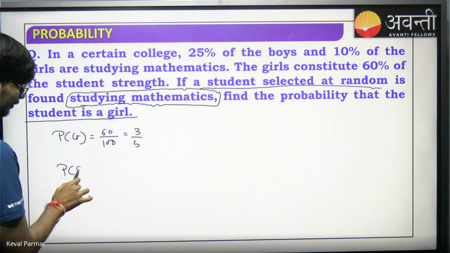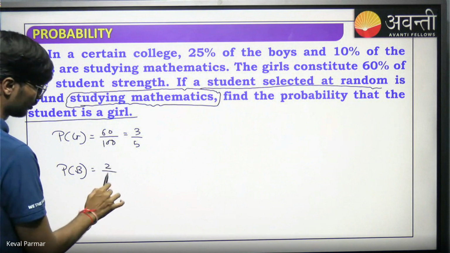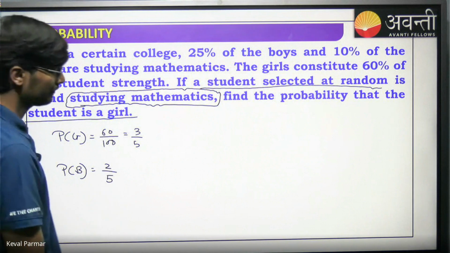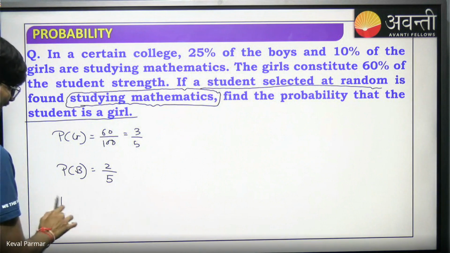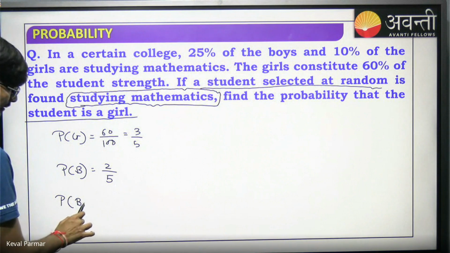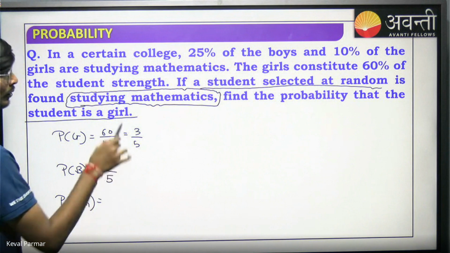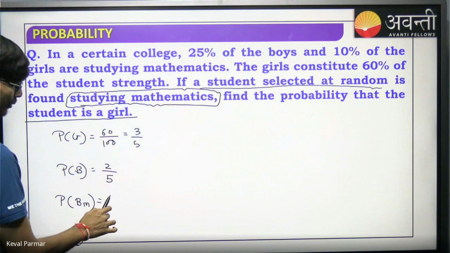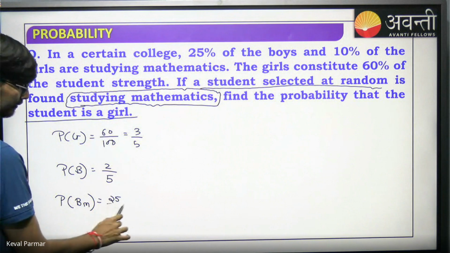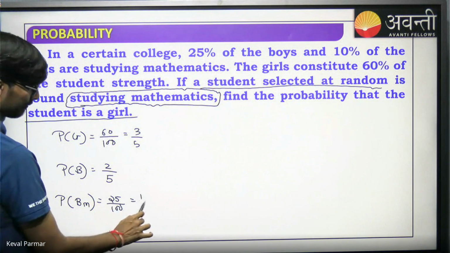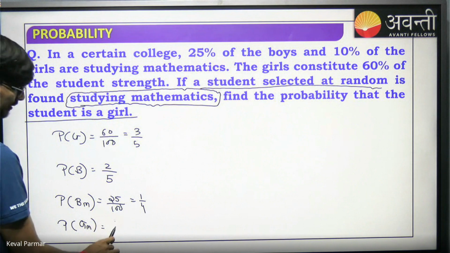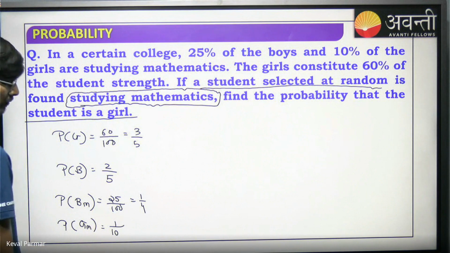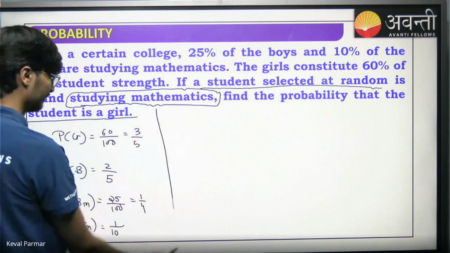So what is the probability of boys getting selected? It will be 2 by 5. Correct. Now, how many boys are studying mathematics? 25%, that means 25 by 100, which means 1 by 4. Now, how many girls are studying mathematics? 10%, which is 10 by 100, which is 1 by 10. This is the given information.